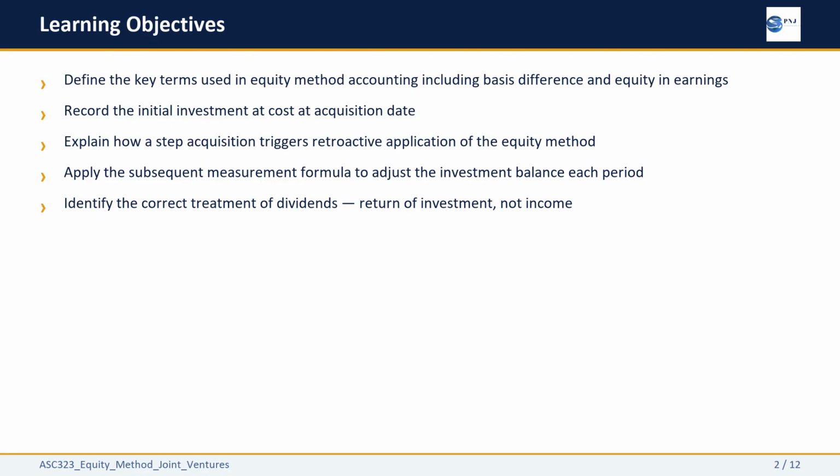By the end of this section, you will be able to define the core vocabulary of equity method accounting, record the investment at cost on day one, handle a step acquisition where you cross the significant influence threshold, and apply the period-by-period adjustment formula. You will also understand one of the most commonly misunderstood rules in this area: why dividends from an equity method investee reduce your investment balance rather than showing up as income. Let us start with the vocabulary.